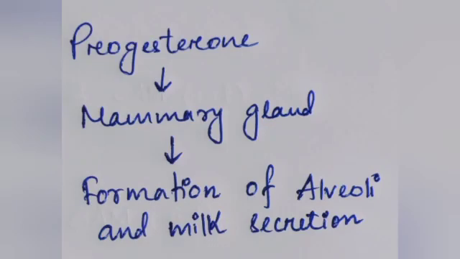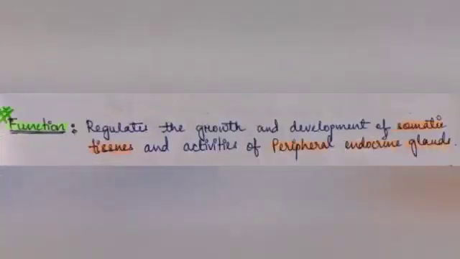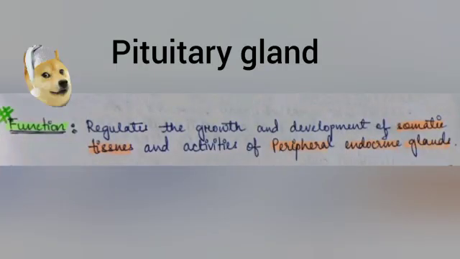The first point is that progesterone acts on the mammary gland and it helps in the formation of alveoli and thus in the secretion of milk. Secondly, we have a function of pituitary gland which is given in the summary portion, that is, it regulates the growth and development of somatic tissues and the activities of the peripheral endocrine glands.